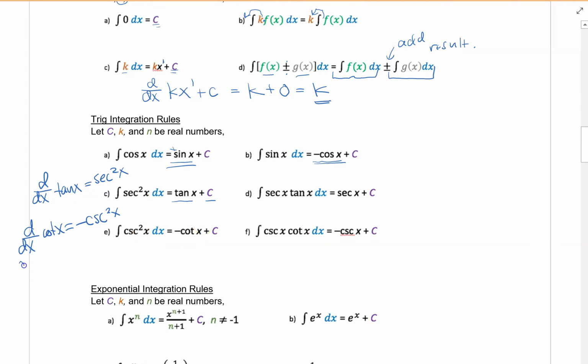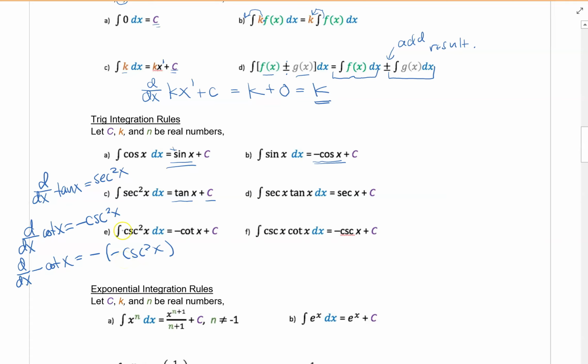Since the derivative of cotangent was negative cosecant squared, then the antiderivative of positive cosecant squared must be negative cotangent, because the sign of cotangent changes when you take the derivative. So I'd have to take the derivative of negative cotangent to get positive cosecant squared, because it would be negative cosecant squared.